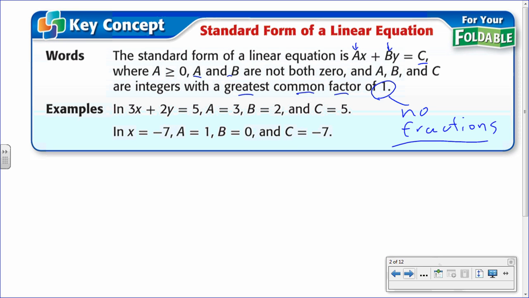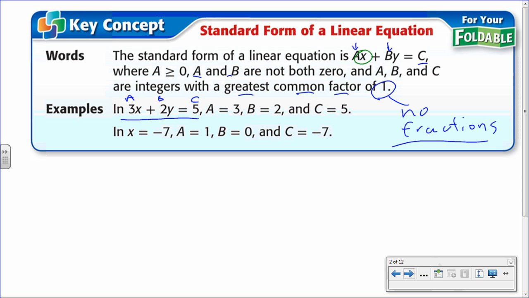And of course, like in this one right here, what's A? 3, right? That's my A. What's B? 2, good. What's C going to be? 5, good. So you know where those come from, right? If it doesn't have a number in front of it, it's always understood to be what? 1, good.